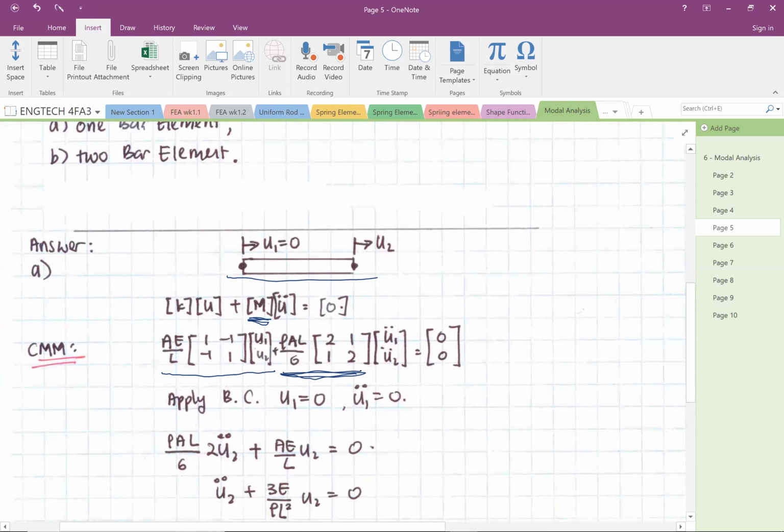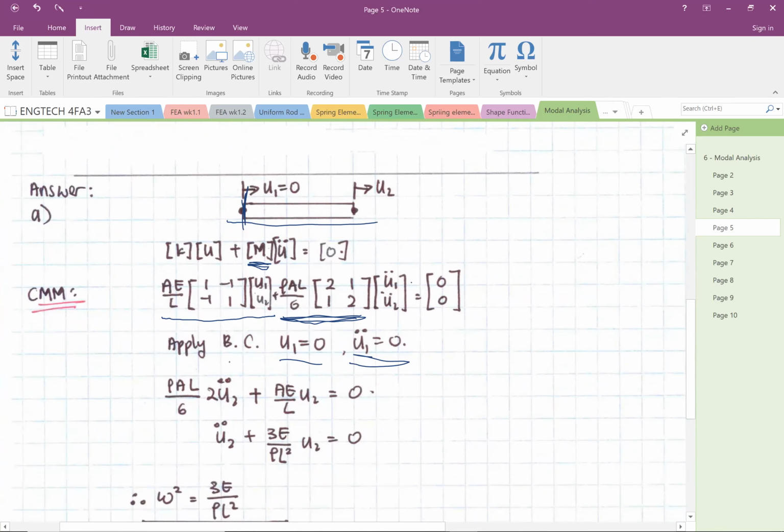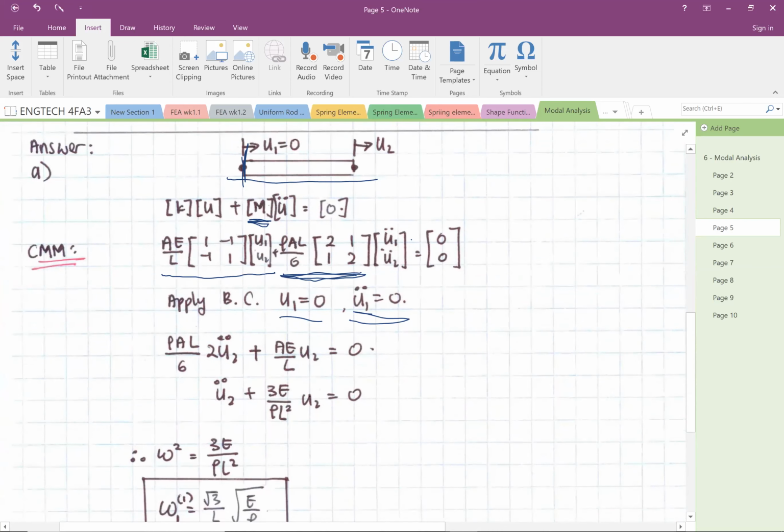Now we apply the boundary conditions for U1. U1 is stuck to the wall, so U1 is 0. When something's 0, there's no speed and no acceleration as well, so both are 0. Gone. You do the multiplications. Then remember the term before the displacement is the omega square. You just take the square root of that, and that's your omega.